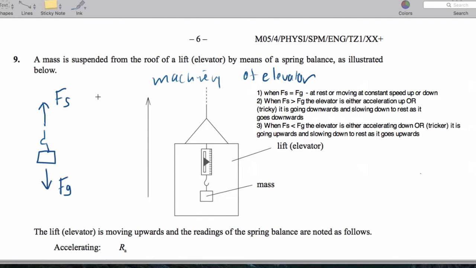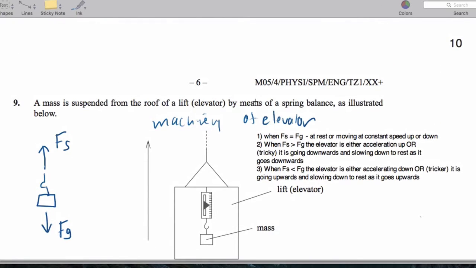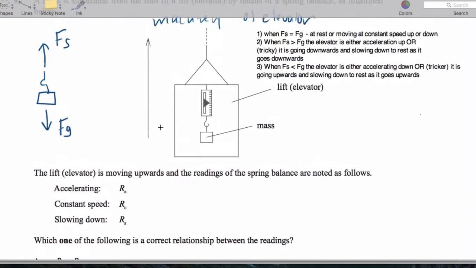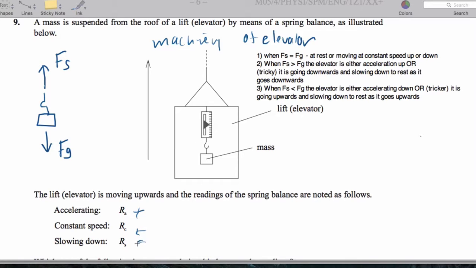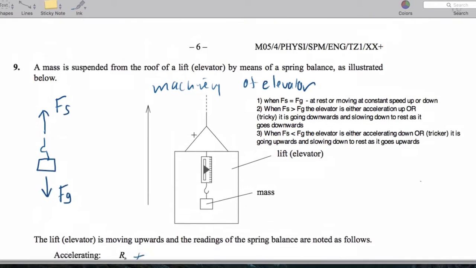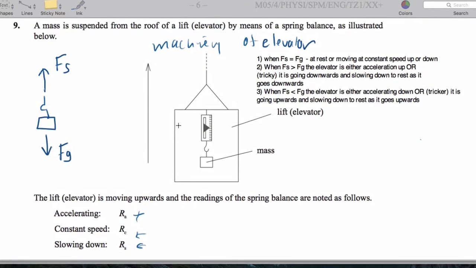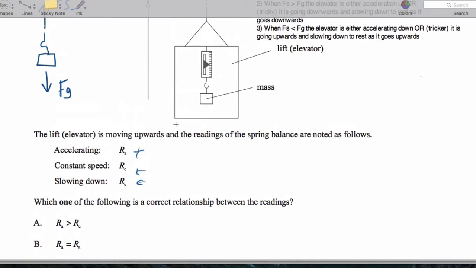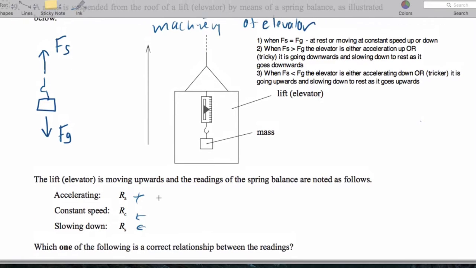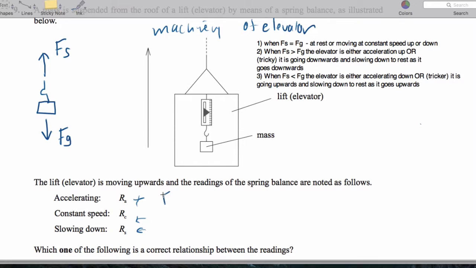So let's see. Looks like they're calling the spring reading RA, RC, and RS. Okay, fine. So we are moving upwards. So let's be clear. Moving upwards, as we're accelerating up, we need RA to be bigger than mg. At constant speed, RA equals mg. And slowing down near the top, RS is going to be less than mg.